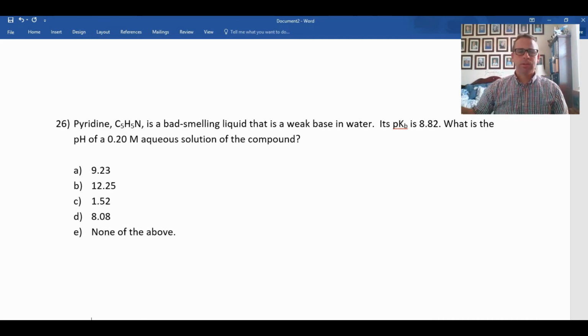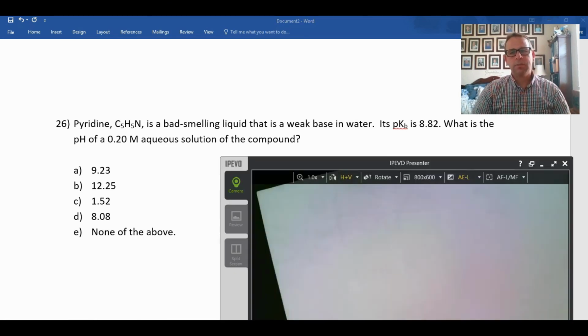All right, the next one here. Take a shot at it. If you took a shot at it and you got the answer, then move on. The answer is A. If not, stop and take a break and figure out what you didn't do correctly. All right, so we have a weak base. It has a pKb of 8.82, and we want to know the pH of a 0.2 molar solution of it. So we need to set up an ice table for ourselves.